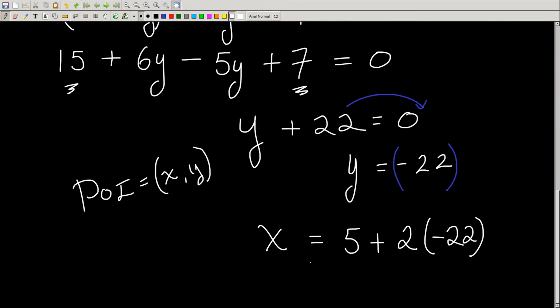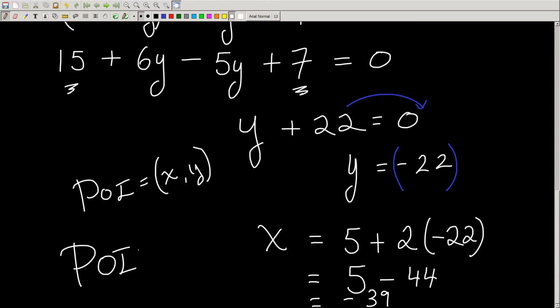And what do I get? Well, I get 5 take away 44. And what does that turn out to be? That turns out to be negative 39. And so what I've found is that my point of intersection between those two lines, without graphing, is negative 39, negative 22. And there you go. That is the method of substitution.